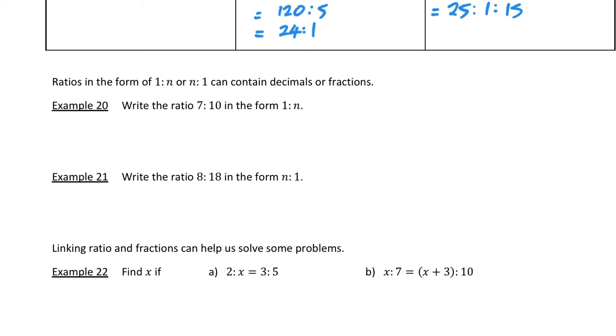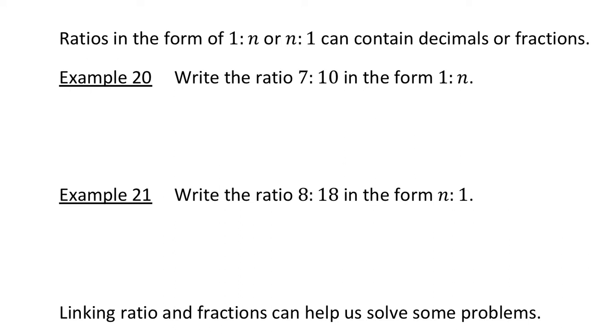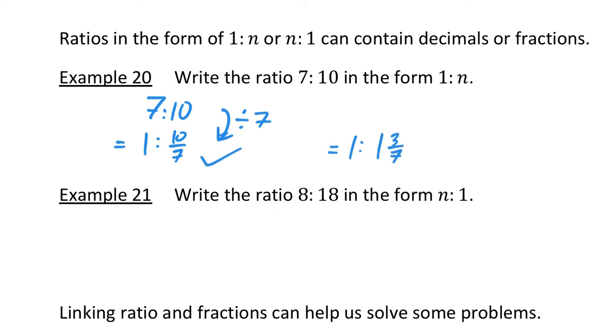Okay, some ratios will not cancel down perfectly, so you'll have some number to 1, a whole number to 1, or 1 to a whole number. So they may contain fractions or decimals. In this example 20, it says, write the ratio 7 to 10 in the form 1 to n. I'm just going to write the ratio again, 7 to 10. And to get the 1 first, what I've got to do is divide by 7. So if I divide by 7, I'm going to have 10 over 7. I will actually just leave it like that. You could write it as being 1 to 1 and 3/7. But this is probably the nicer way of doing it.